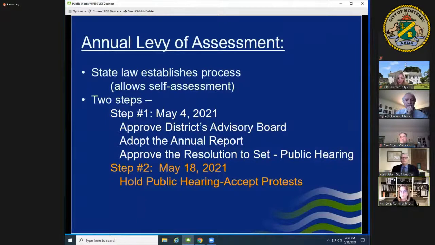It's by law a 2-step process. At the first meeting, and you did this back in early May, you approve the advisory board, you accept their annual report, and you set the public hearing date very formally through a resolution. And then the purpose of today's hearing is for you to actually levy the assessment.